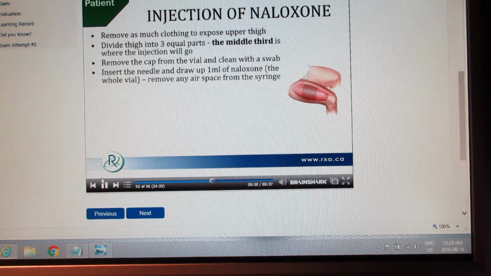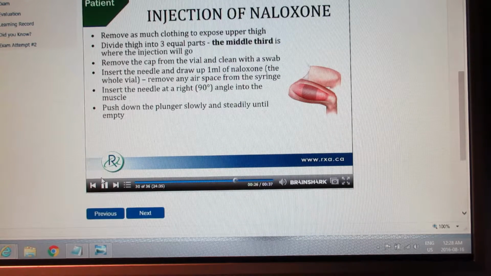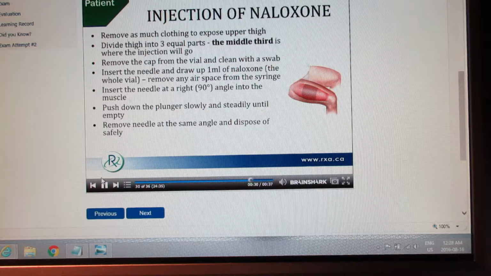Remove any airspace. Insert the needle at a right angle, so 90 degrees, into the muscle. Push the plunger down slowly and steadily until empty. Remove the needle at the same angle and dispose of safely. Keep the vials for EMS so they can see what was given.